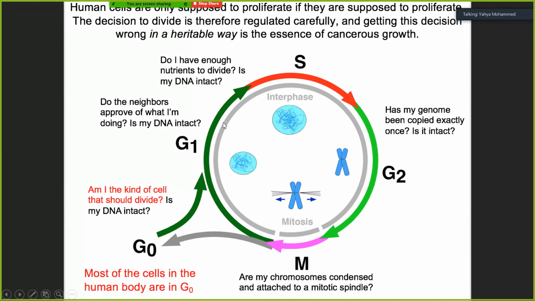Now does anyone know what it's called when those checkpoints are not working? The checkpoints are supposed to stop you from going to the next phase, but let's suppose everything has not been checked. There are still problems, but the cell just keeps going and dividing and forming more and more cells, even though it's supposed to be controlled. Anyone know what that's called?